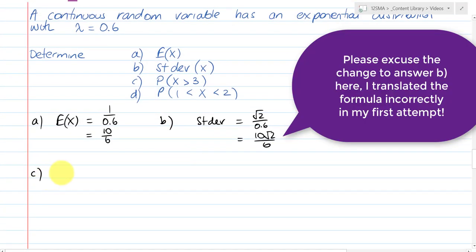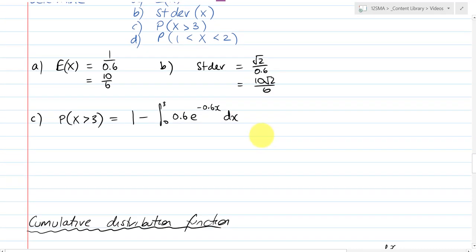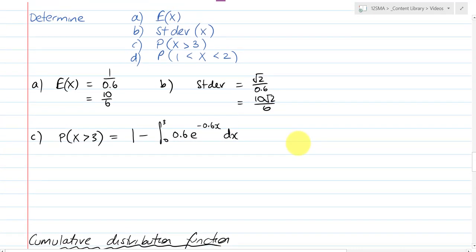So C, our probability that x is greater than 3 will be equal to, I'm going to do it this way to avoid limiting functions, 1 minus the integral between 0 and 3 of 0.6 e to the negative 0.6x dx. So instead of saying let's find what's above 3, I'm saying let's find what's below 3 and subtract it from 1, which is another way you can do this question.